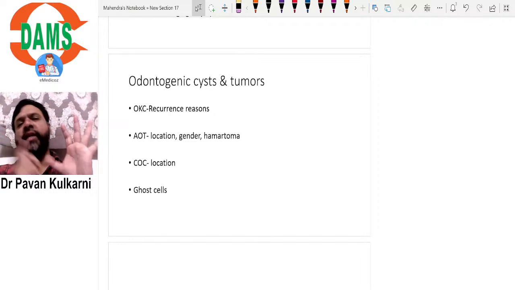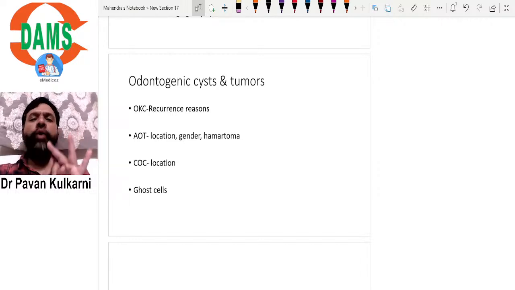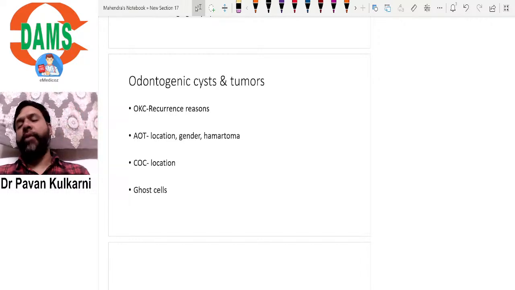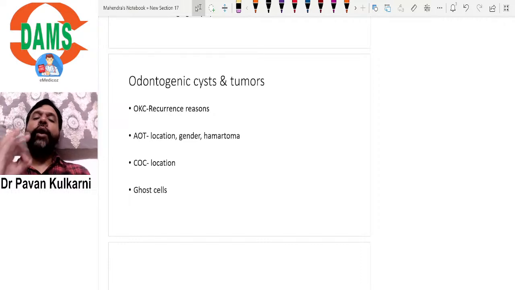We are supposed to remember three conditions. One is COC, one is AOT, one more is desmoplastic ameloblastoma. All these three occur in the anterior maxilla and all these three will have mixed radiolucent radio-opacity. That is a concept they'll usually ask.